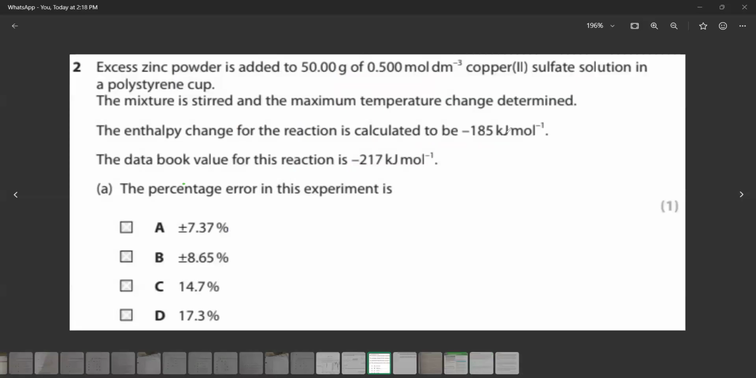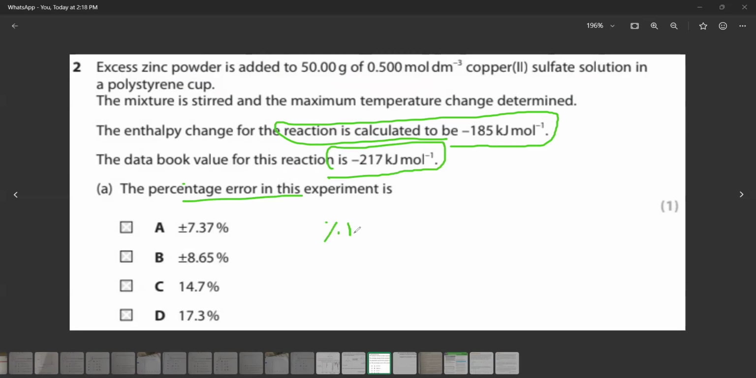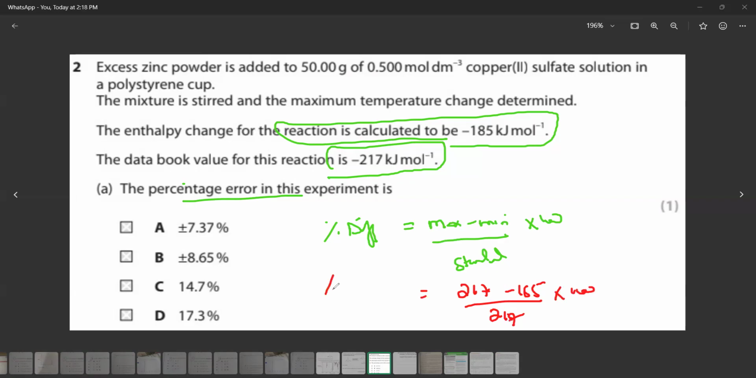So here is the enthalpy change of a reaction. This is the calculated value and the data booklet is a standard value. We need the percentage error. If we need the percentage error or percentage difference, the formula is maximum minus minimum divided by the standard value, into 100. I just need the numbers here, no need for the signs. So the maximum value is 217, the magnitude minus the minimum is 185, divided by the standard value, which is 217 because the data booklet is a standard value, into 100. That will give us the percentage difference in our results.